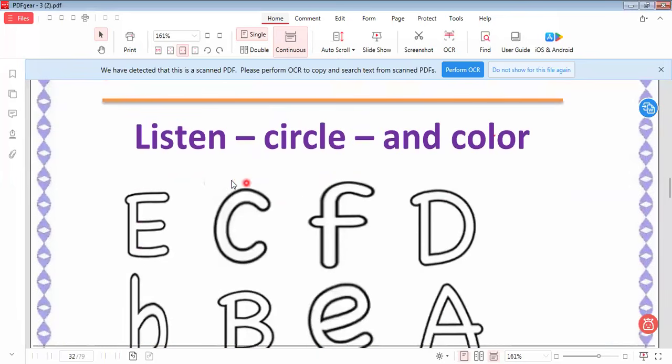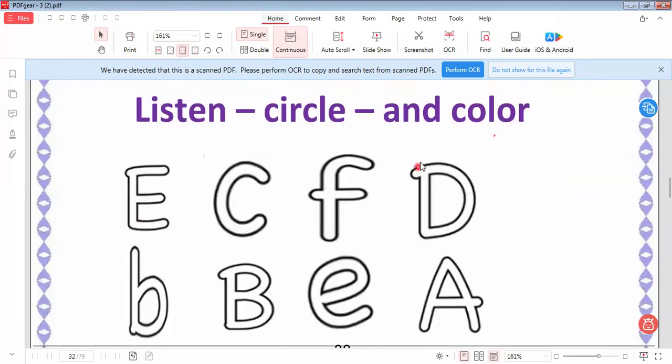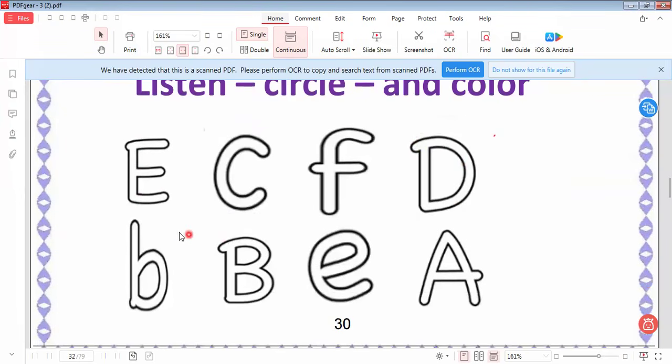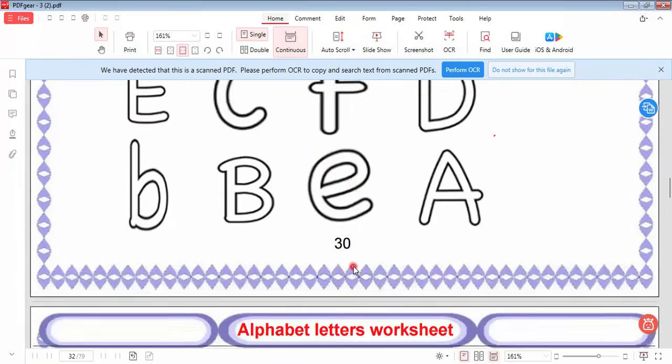So here we have listen, circle, and color. Okay. So here we have E. What is the E capital and E small? So I select this one by this one. I color this E by this E.